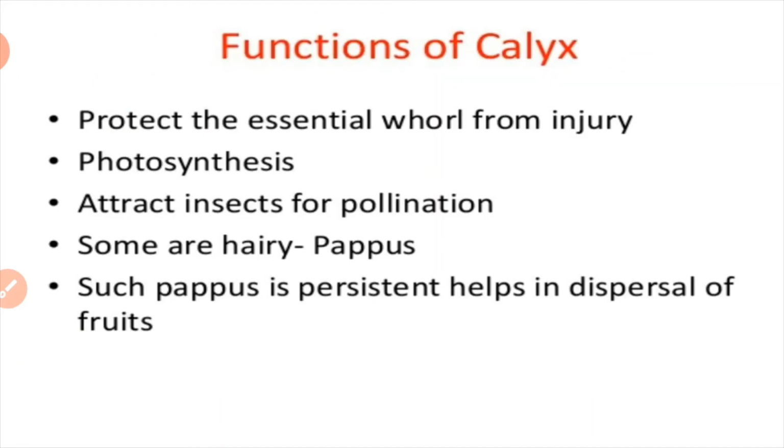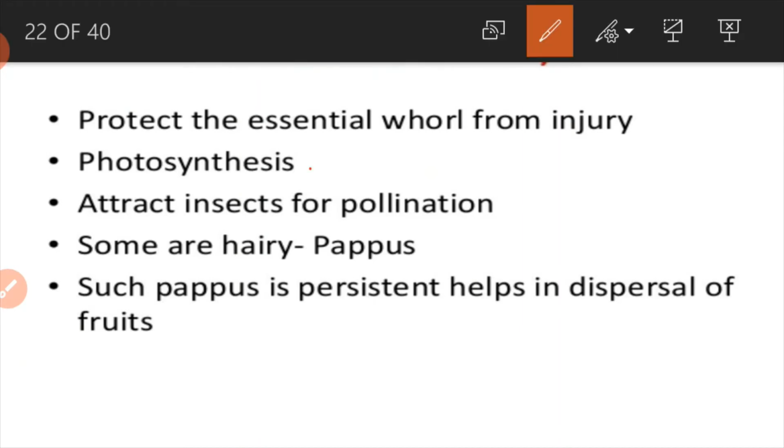So now what are the functions of the calyx? It protects the essential whorls from injury. As it is green in color, it helps in photosynthesis and attracts insects for pollination. In some cases, the calyx is hairy. It is known as pappus. So pappus will help in dispersal of the fruits.